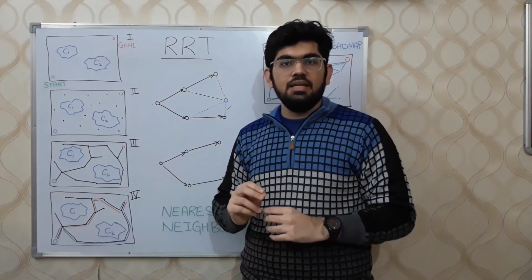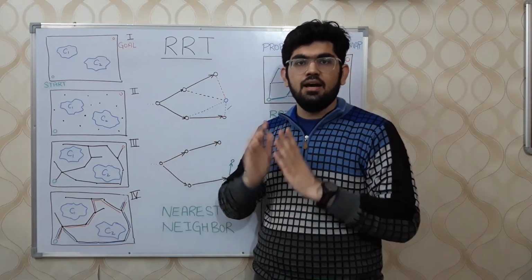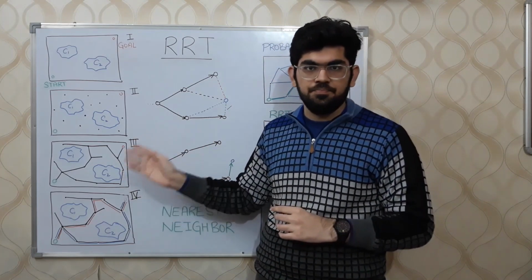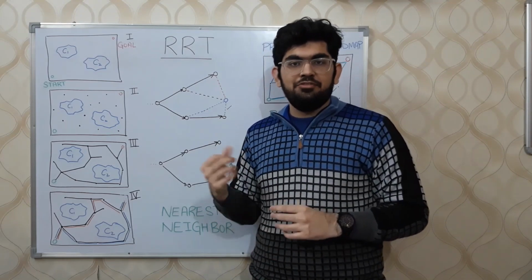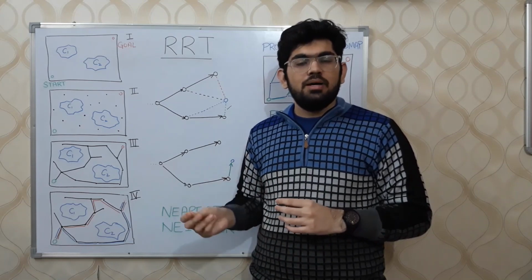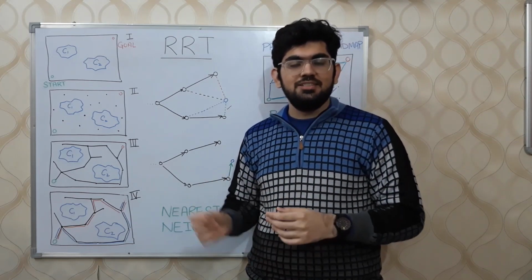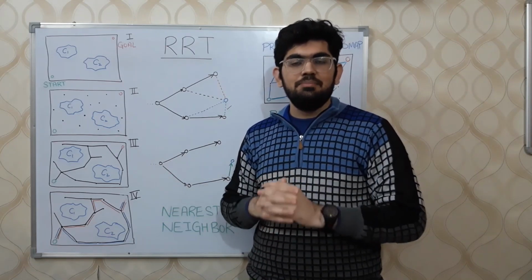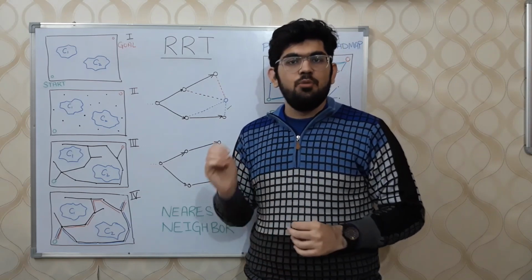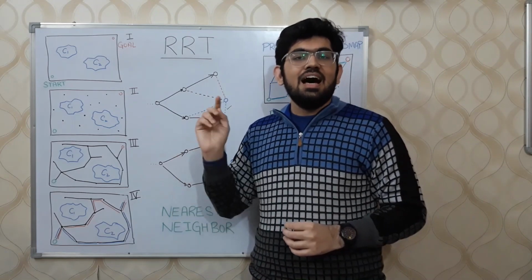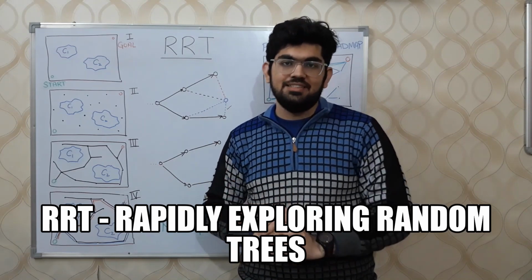All the different sampling algorithms differ in the way they sample the next point and how they prepare this graph structure. Due to the random nature of these algorithms, they are quite fast. However, they may compromise on the optimality of the final solution. Because of their speed, these algorithms are usually preferred for path planning in high dimensional spaces. One very popular sampling algorithm is RRT. RRT stands for Rapidly Exploring Random Trees.